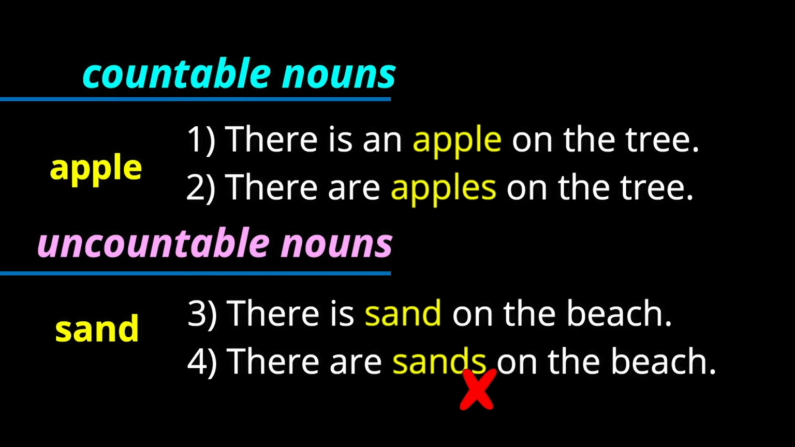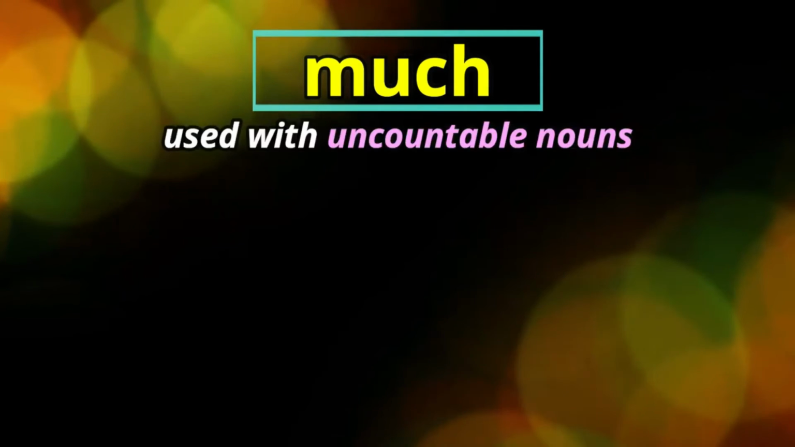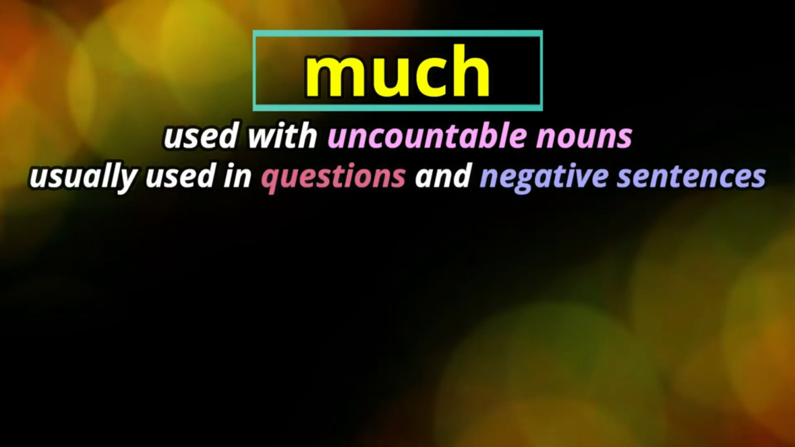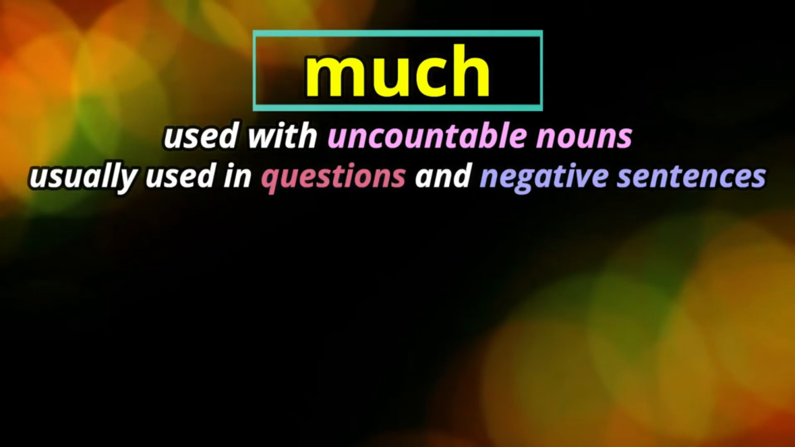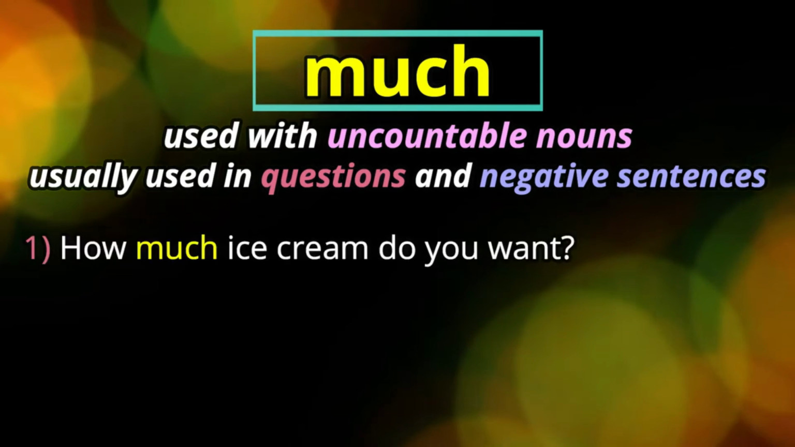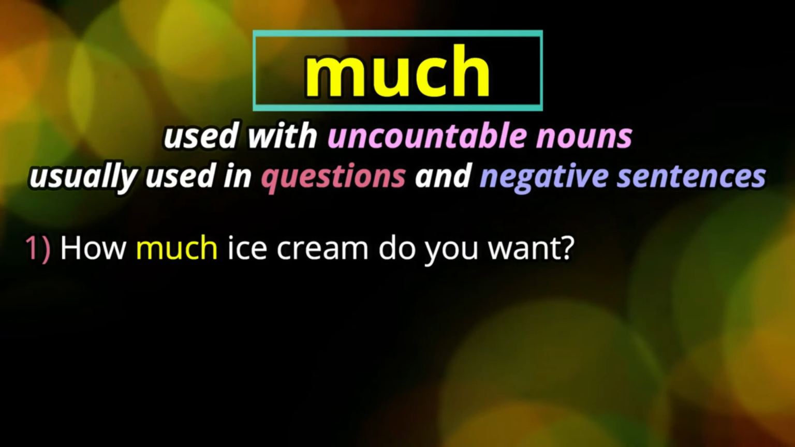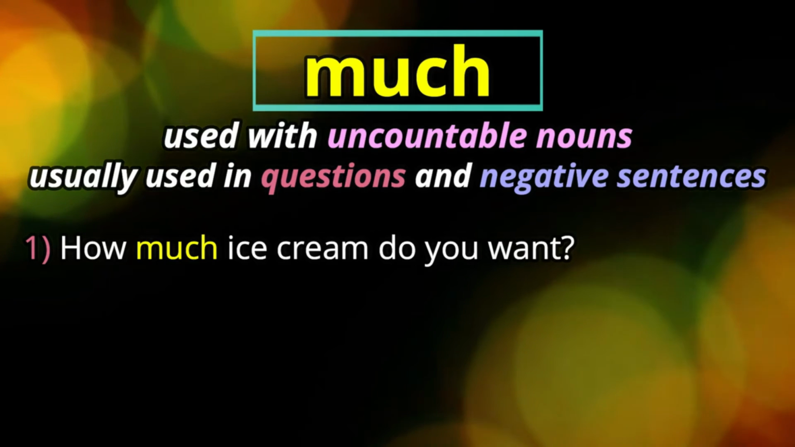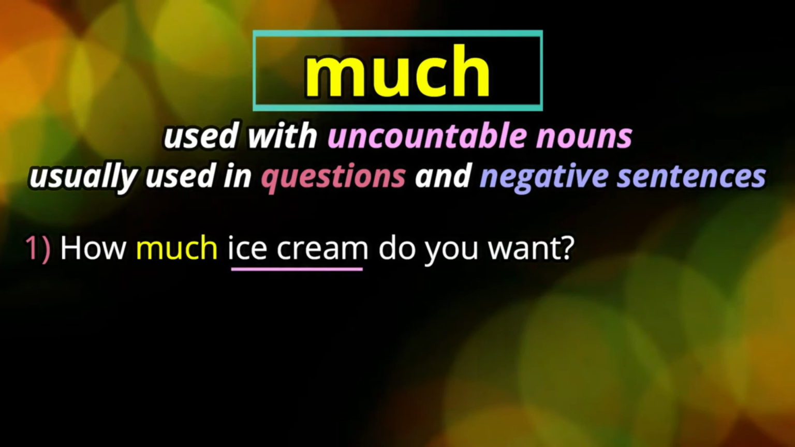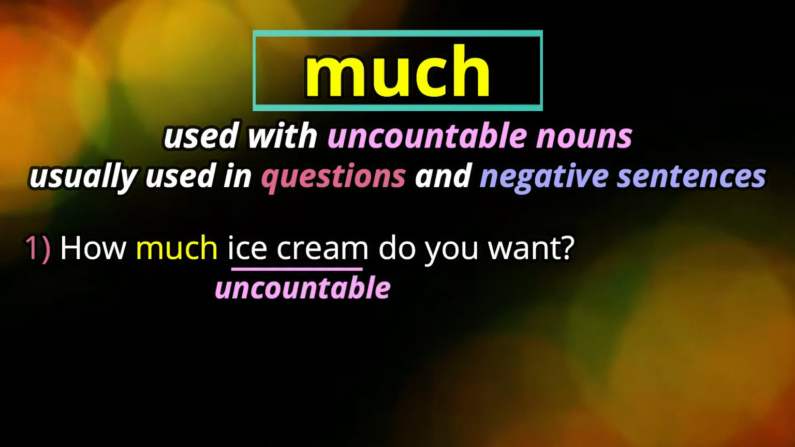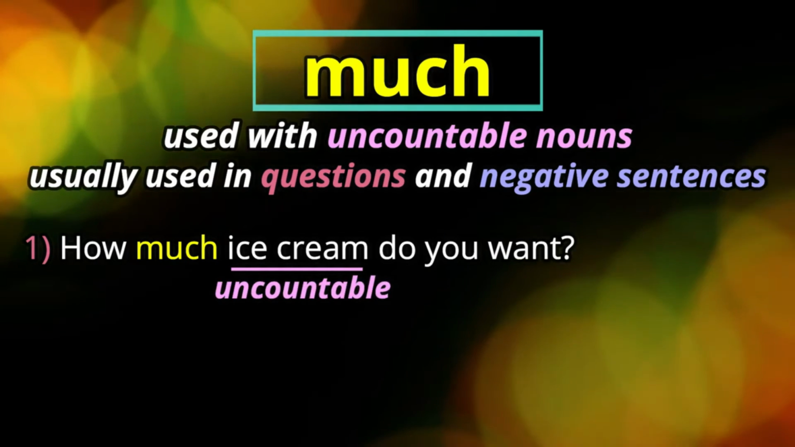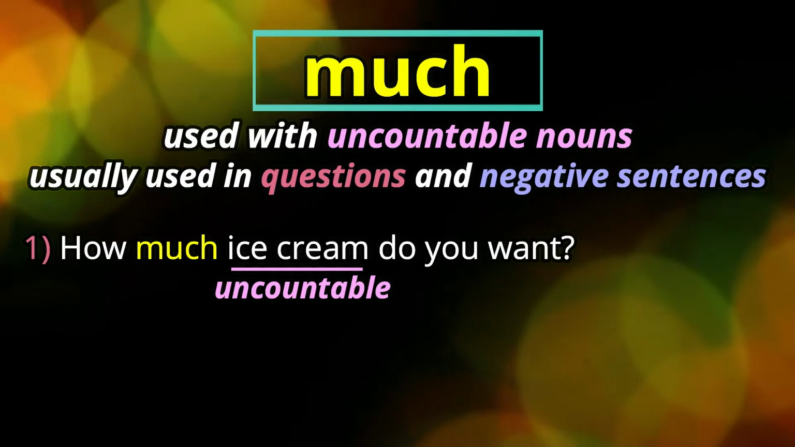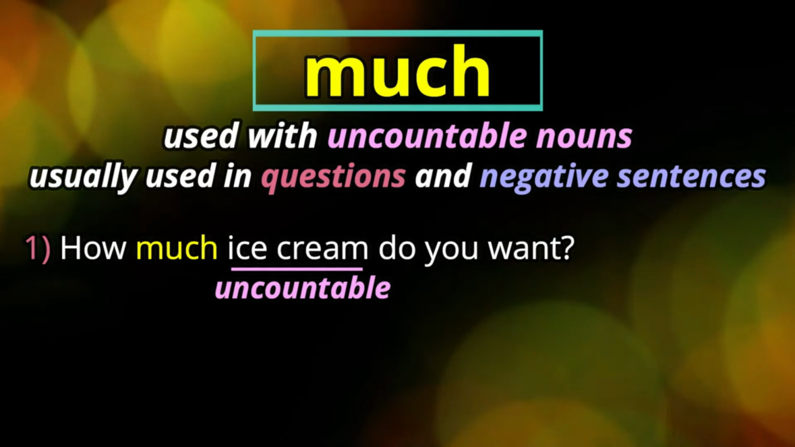And the first one we're going to look at is the quantifier much. Much is used to determine the quantity of uncountable nouns, and it's usually used in questions and in negative sentences. Let's look at the first example. Number 1, how much ice cream do you want? Here, much is describing or determining the amount of ice cream. Ice cream is an uncountable noun, so we use much, right? We can't count ice cream. Remember, it's one of those mass nouns, a group. It's counted as a group.